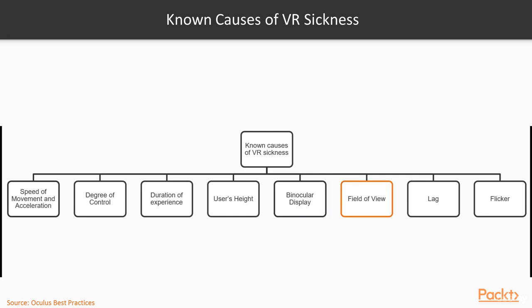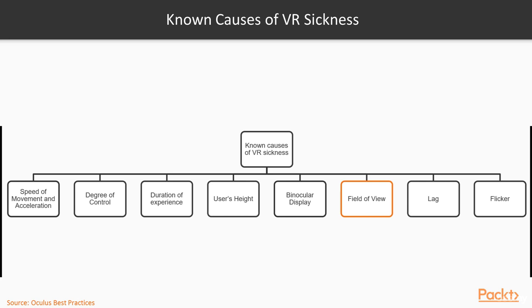Field of view. Field of view in VR can refer to two kinds of field of view: the area of the visual field subtended by the display, which we call display FOV, and the area of the virtual environment that the graphics engine draws to the display, which we'll call camera FOV.